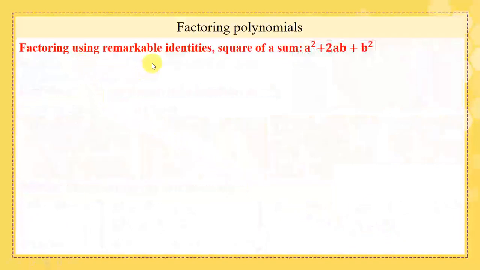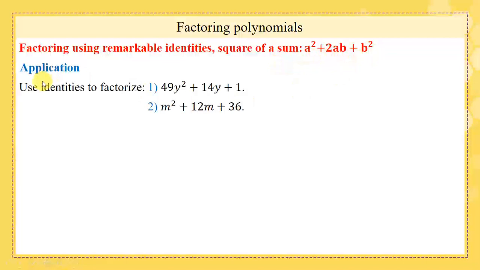Factoring using remarkable identities, square of a sum, a squared plus 2ab plus b squared. Application: use the identity to factorize 1. 49y squared plus 14y plus 1. 2. m squared plus 12m plus 36. Please pause this video and try to do it by yourself.